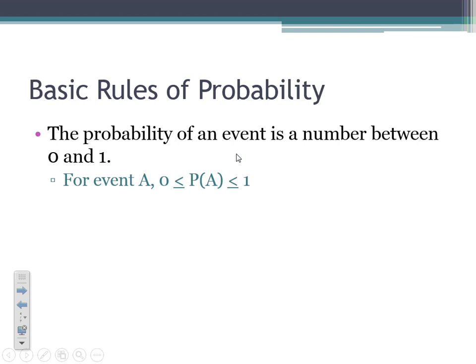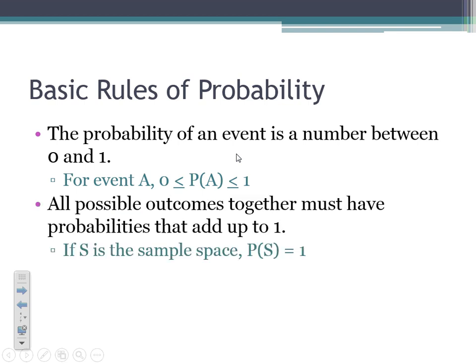Now, the only time this sometimes confuses students, when it looks like a probability is over 1, is if we're representing probabilities as a percent, right? Then we would say that event A could be anywhere between 0% and 100%. But really, that's still falling between 0 and 1. If we convert that percent to a decimal, it still falls within this range.